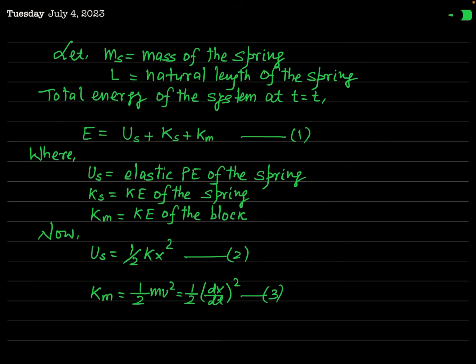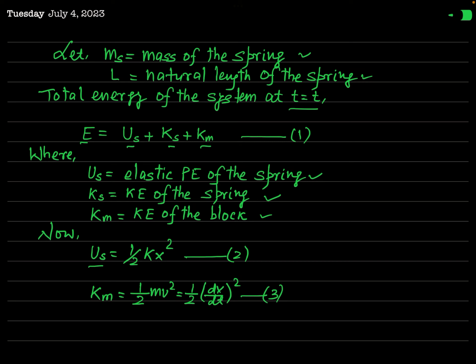You can see I have considered that ms is the mass of the spring and L is its natural length. The total energy of this system at any time t, when the block is displaced by x, if it is E, then E will be equal to US plus KS plus KM. Here US represents the elastic potential energy of the spring, KS represents the kinetic energy of the spring, and KM is the kinetic energy of the block. Now you can see what will be the values of these three energies.